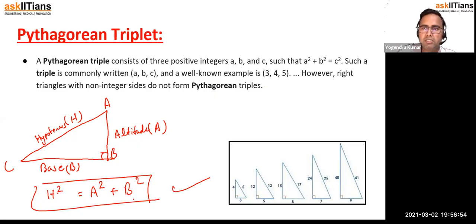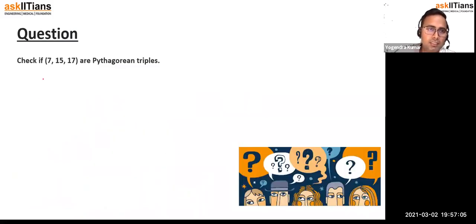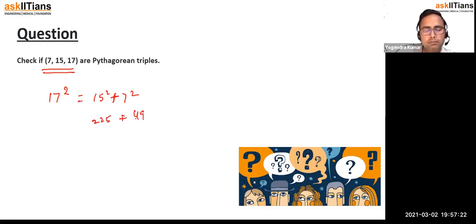So for these triplets, hypotenuse square will be the sum of the other two squares. You can see this in all these examples; we have that relation. Can we move on to this? Check if these are Pythagorean triplets. We already checked: the biggest number's square should equal the sum of the squares of the smaller numbers. So what are we getting? 225 here plus 49 here.